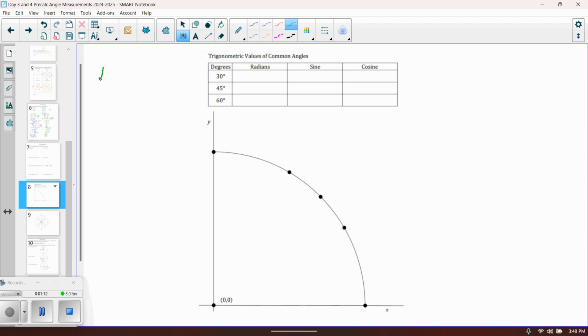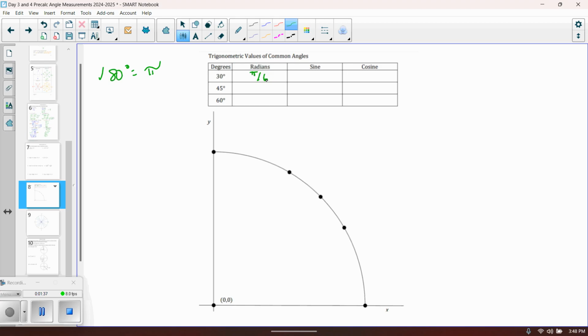I always tell people you kind of just need to know this one. 180 degrees is the same thing as pi in radians. So if I take 1/6 of that, which is 30 degrees, then I'm going to take 1/6 of pi, which is pi/6. Make that look like a 6.